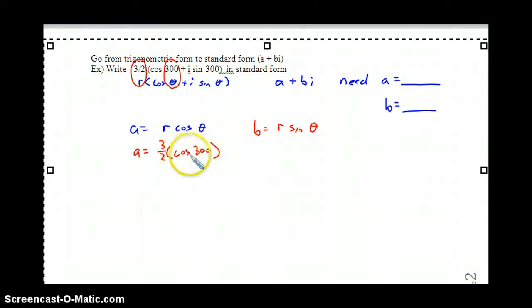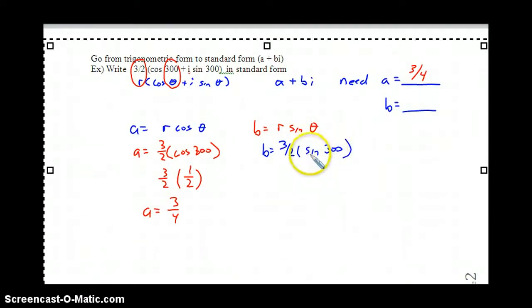Now this happens to be on my unit circle. Using my unit circle, I would find that the cosine, which is the x value at 300 degrees, is 1/2. And bring down the 3/2, that would be 3/4 as my a value. Finding the b value, b is equal to 3/2 times the sine of 300 degrees. Again, the sine of 300 is on my unit circle, and I would find that it's negative square root of 3 over 2.